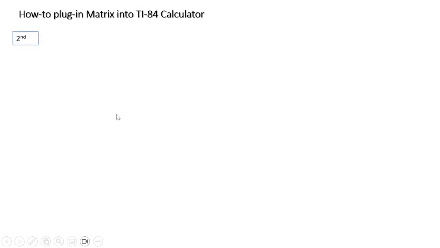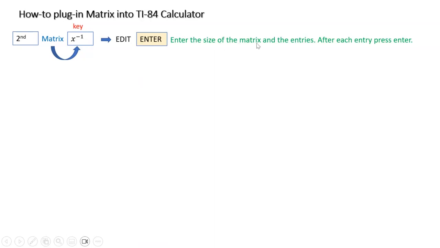Now this is how you plug into the calculator. You're going to go to second matrix, the key where it says matrix. You enter. You're going to go to edit. You enter, and then you enter the size of the matrix and the entries. After each entry, press enter. Then go second quit, so your screen should be blank.